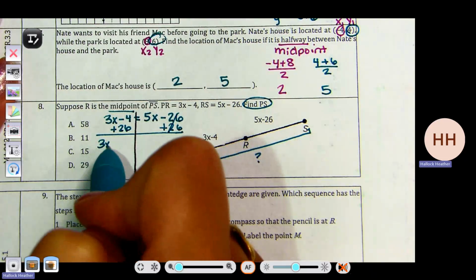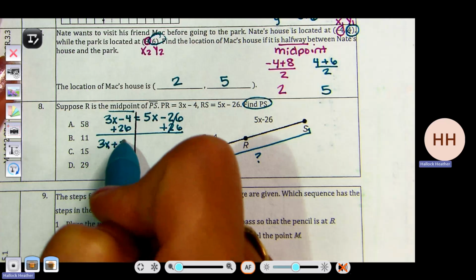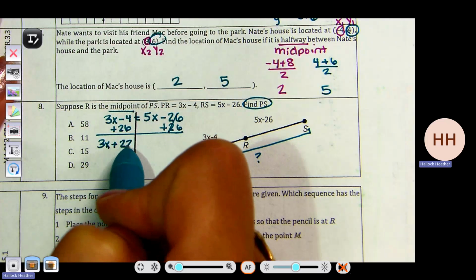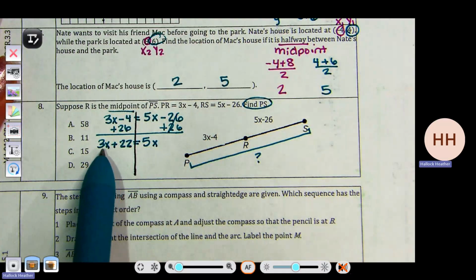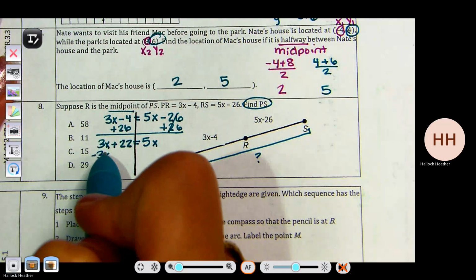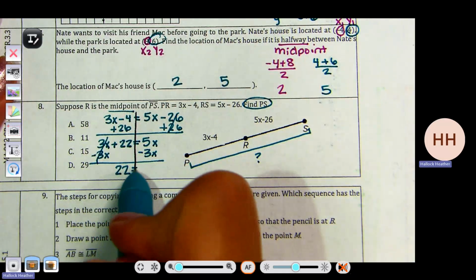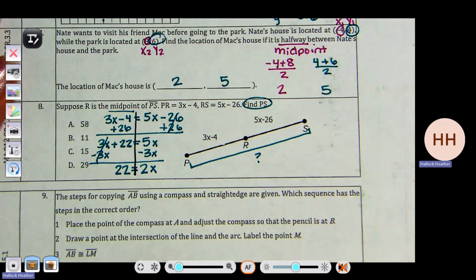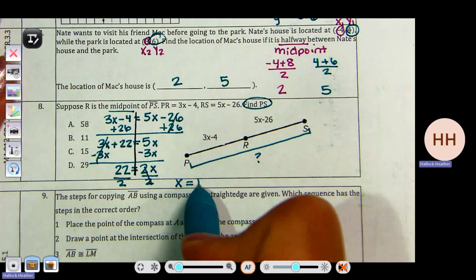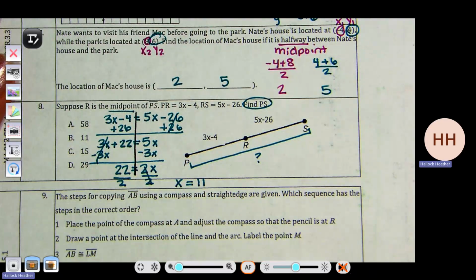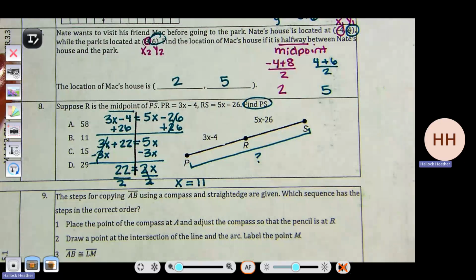So I have 3x. -4 plus 26 is not 30. It's positive 22. Equals 5x. I need to move my 3x now, so I'm going to subtract it because it's positive. 22 equals 2x. And then I'm going to divide by 2. X equals 11. Now that I have 11, I have to substitute it back in because I need to find the total length. So I'm going to plug it in.